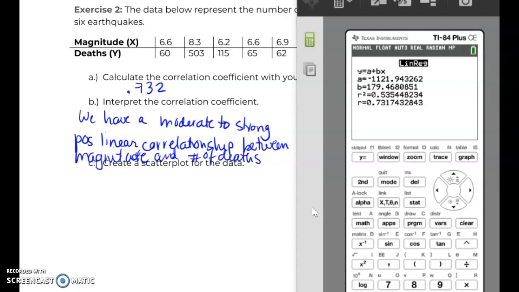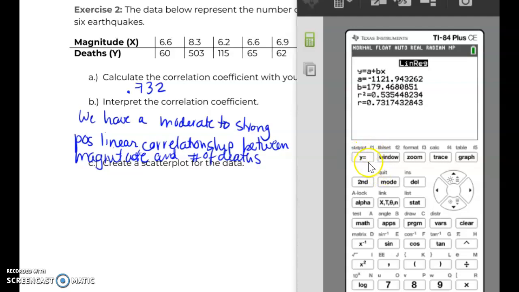And that makes sense, right? The stronger an earthquake, we would expect more deaths. But wait, we actually forgot to look at that linear correlation between the variables. And yes, we can actually graph that relationship on our calculator, so I'll show you that real quick. But in addition, we're going to create a scatter plot by hand. It's a fairly small data set, so it shouldn't take us very long to do this by hand. But let me show you how to graph it as well.